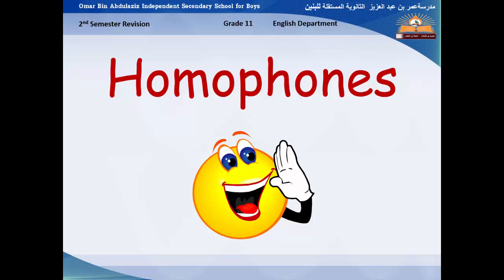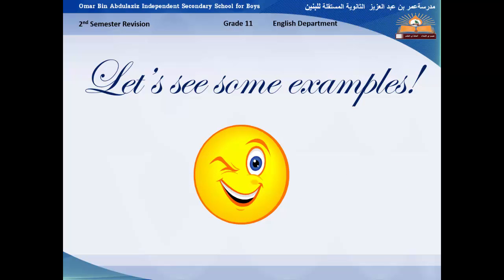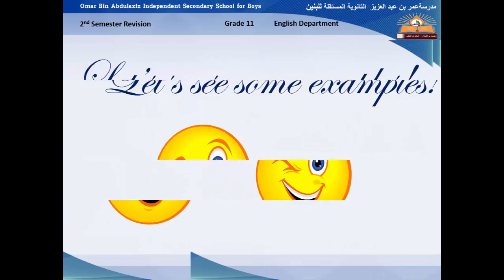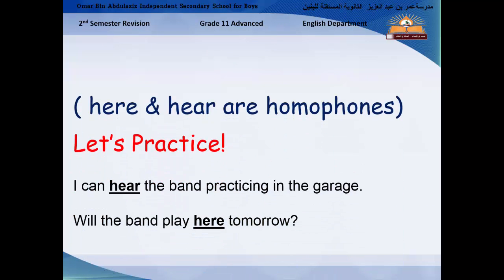Now with another lesson, which is homophones. You can ask, or you have to ask, what are homophones? Homophones are words that sound alike but have different spelling and different meaning. Let's see some examples. Here and hear are homophones. They are pronounced the same, but they have different spelling and different meaning.